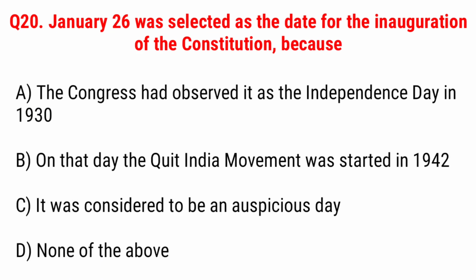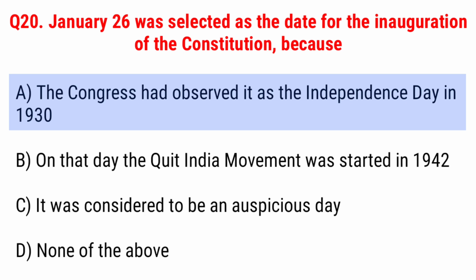Next question. January 26 was selected as the date for the inauguration of the Constitution because option A the Congress had observed it as the Independence Day in 1930, B on that day the Quit India movement was started in 1942, C it was considered to be an auspicious day, D none of the above. Right answer will be the option A. The Congress had observed it as the Independence Day in 1930.